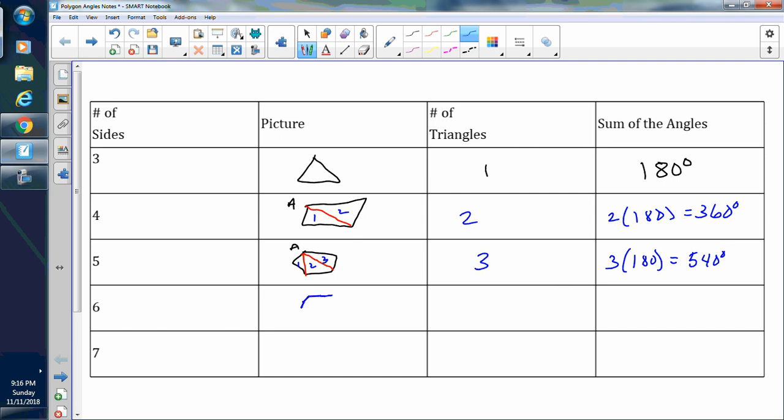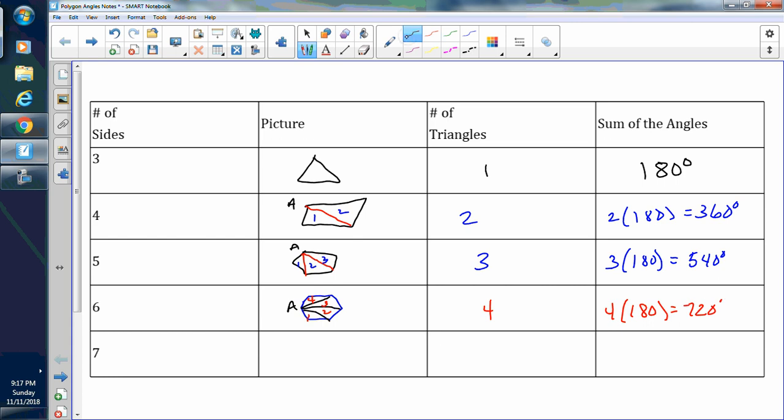If we have a 6-sided polygon, take a vertex A and draw the diagonals. We see that we have 1, 2, 3, 4 triangles. Each one is 180 degrees, so the total of the hexagon is 4 times 180, or 720 degrees.